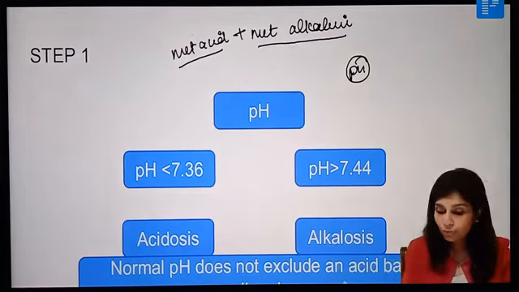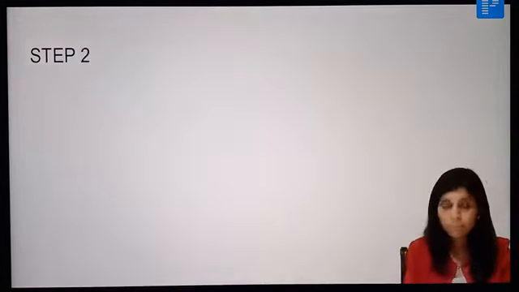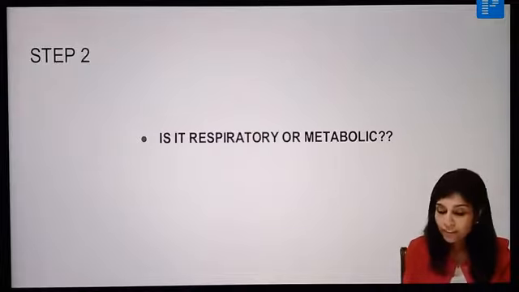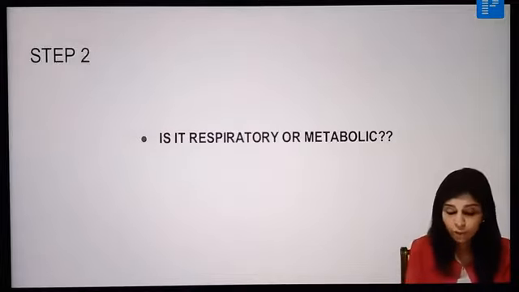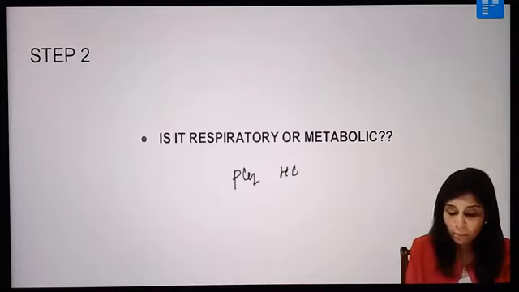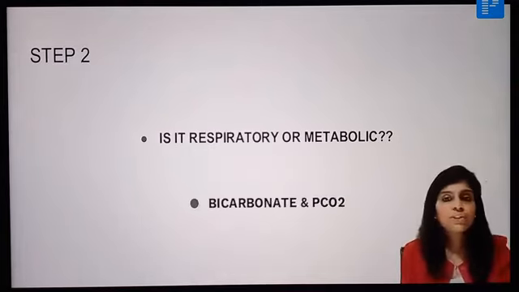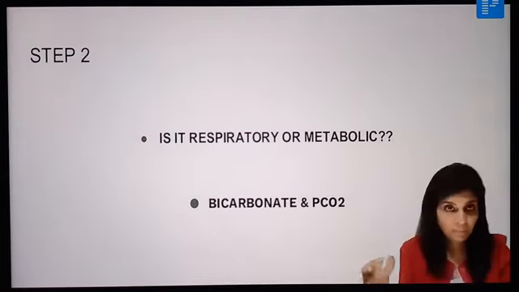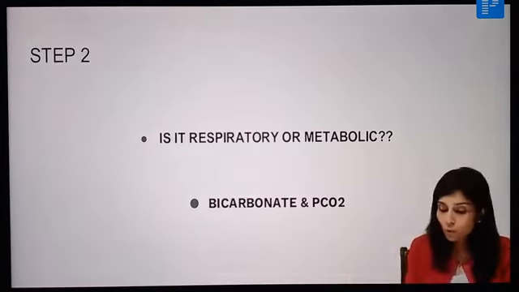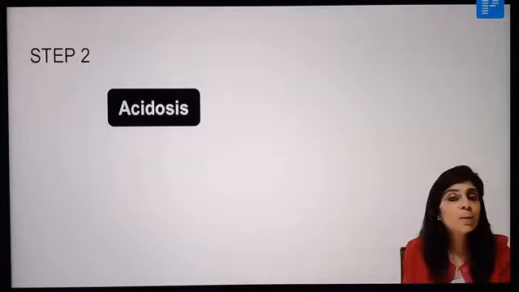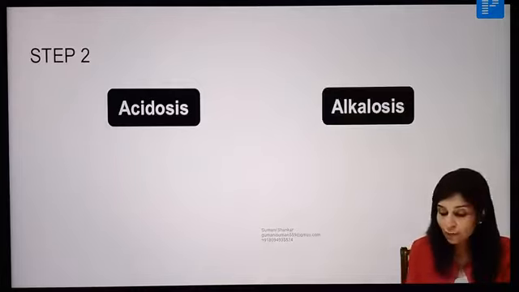Okay. Now, to find out whether it is metabolic or respiratory, we go to step number 2. To find out whether it is metabolic or respiratory, you should check PCO2 and bicarbonate. Now, how do we proceed in this step? First, I'm going to tell you what to do when it is acidosis. Then, I will tell you what to do when it is alkalosis.